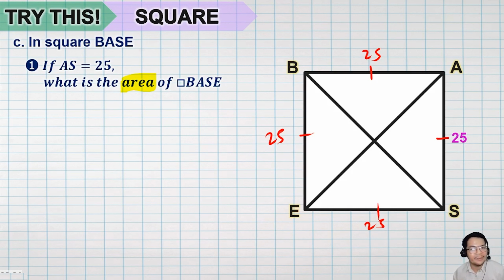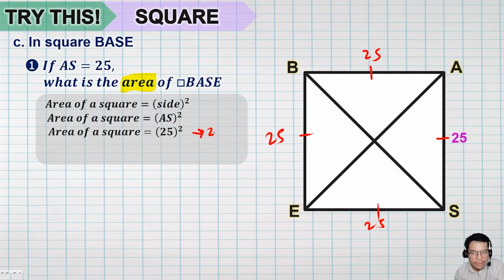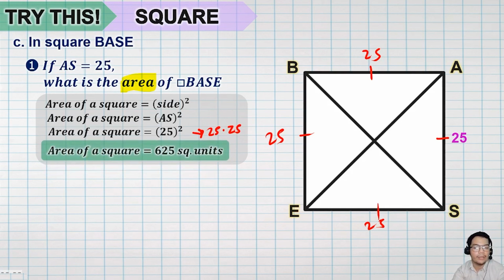At kung babalikan natin yung lesson natin ng elementary, grade 6 about the areas of different polygons such as square, ang formula ng square ay side squared or side times side. So that means, how do we compute for the value of the area of the square? Since ang value ng side natin is 25, all we need to do is to square 25. Or in other words, you multiply 25 times 25. That's side times side. And that's gonna be equivalent to 625 square units.